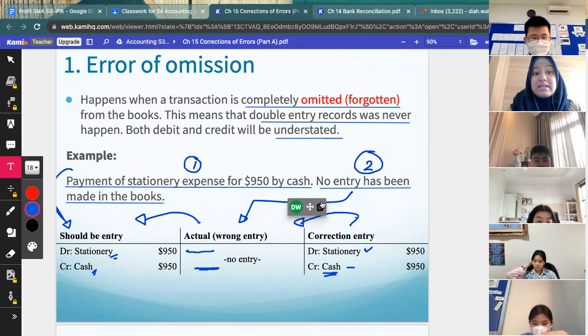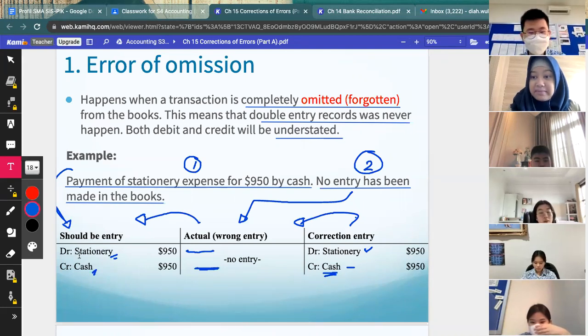Okay, number 1 is still easy, yeah, error of omission, because the correction entry is always the same as the should-be entry. Always the same, yeah, because practically you did nothing before, so you just have to do what you should do, yeah. So omission is clear, yeah. Any question? Okay, let's continue to commission.